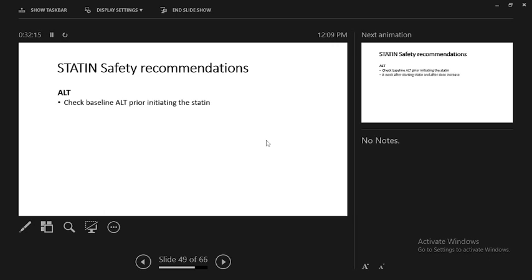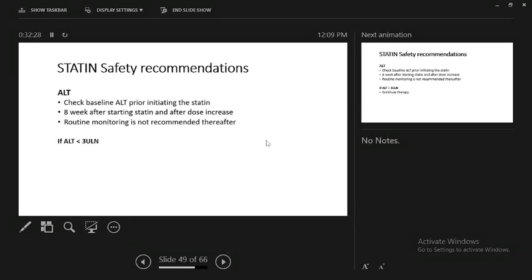So, statin safety recommendation: you can do a baseline ALT before starting the statin. Then you repeat the ALT 2 months later, and routine monitoring thereafter is not recommended.